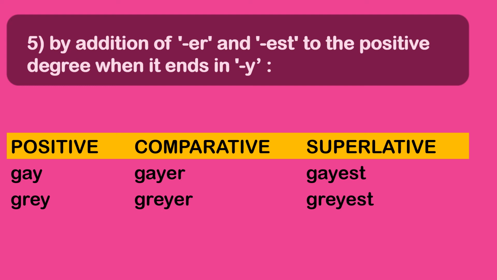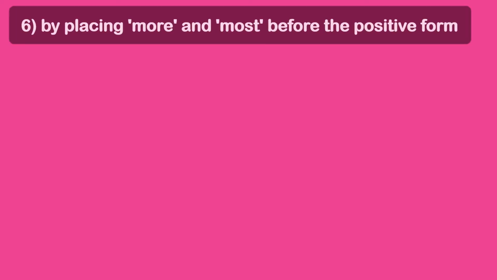Okay, like the fourth rule, same in the fifth rule also. If before the y it is a vowel, we will not change y into i, we will use it like that only. Gay, gayer, gayest. Gray, grayer, grayest. Okay. So number six rule, by placing more and most before the positive form.